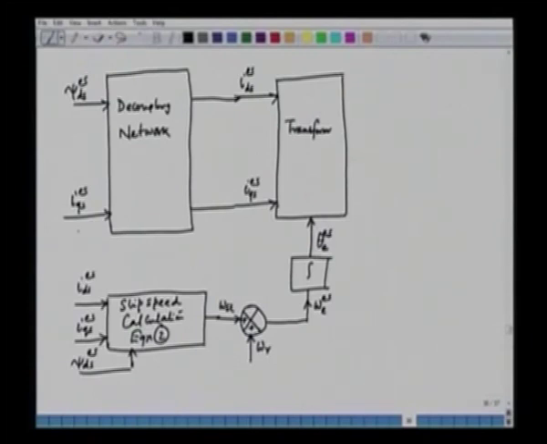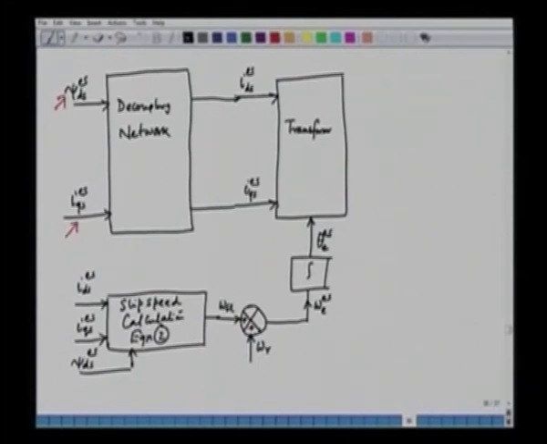This current usually comes from a speed error. So, we have a speed error, and then we have a PI controller which basically gives us the torque component of current IQS. And psi ds, we can choose to keep this constant. If we want constant flux operation, we can keep this constant.